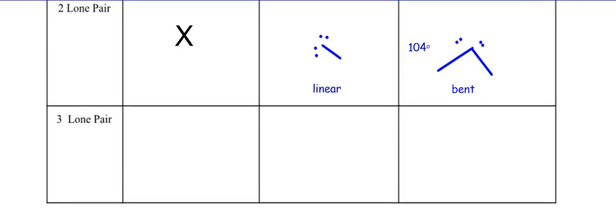Okay, what about 3 lone pairs? Well, guess what? This doesn't exist. If I have 3 lone pairs, now you have an atom in a sense, so that doesn't help you. And so what do I do with this one? Well, how many bonds am I going to replace with lone pairs? 1, 2, 3. So in its place, I now have 1, 2, and 3. So what shape is that going to be? That's going to be linear.